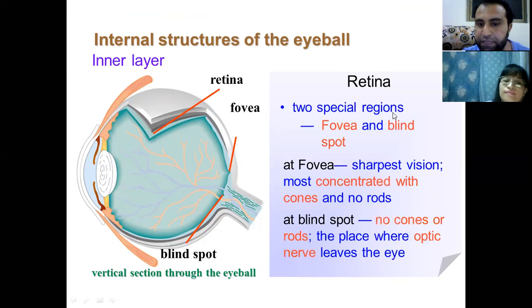okay, already we discussed the blind spot. There are no rod or cone cells present, and the optic nerve leaves the eye and moves toward the brain, right? And the fovea, we also discussed that. We have cone cells present, but no rods.